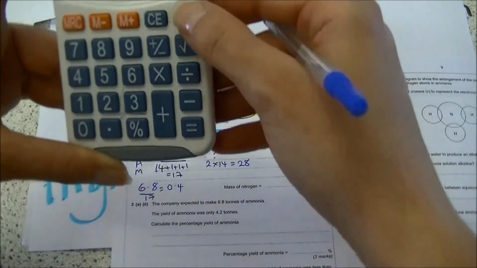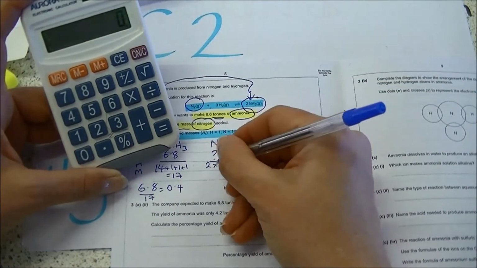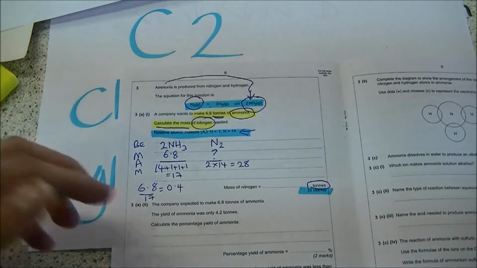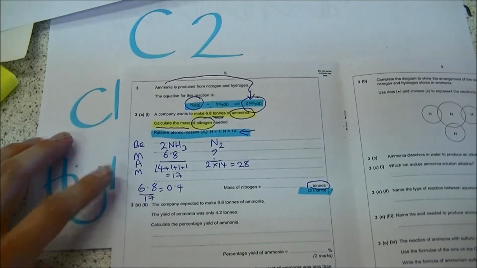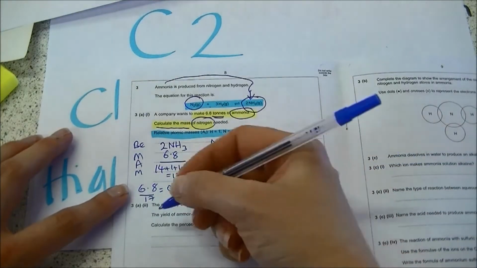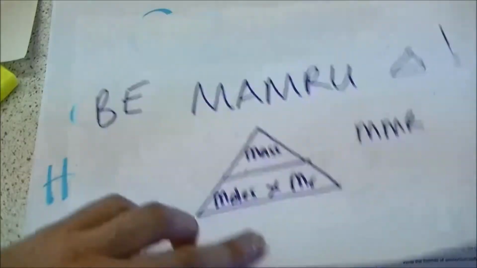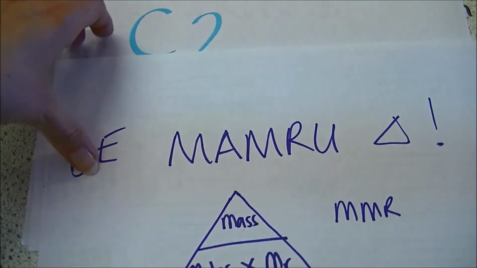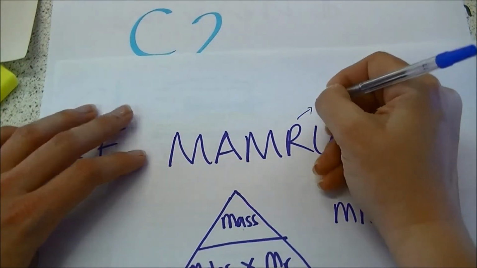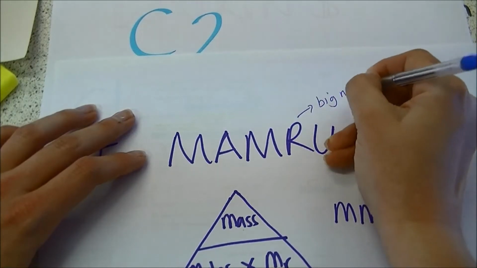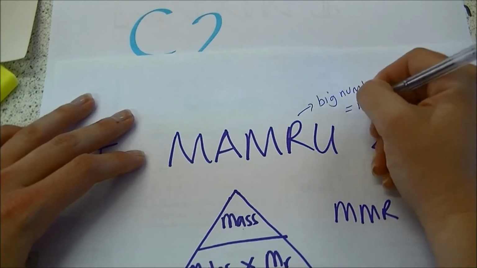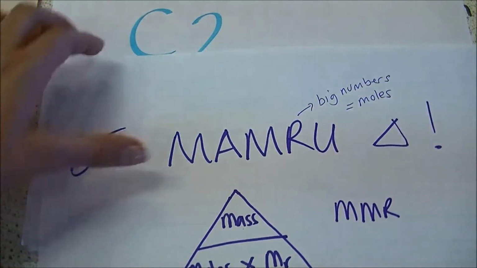Okay, and then I've got an unknown. I don't know what the mass is yet, what the number of moles are, because I haven't got 2 numbers to work with. So I then need to go back to the mnemonic, BE MAMRU. This final R is for looking at the big numbers in our balanced equation, and looking at the ratio of one chemical to another, because those big numbers are the same as the number of moles.